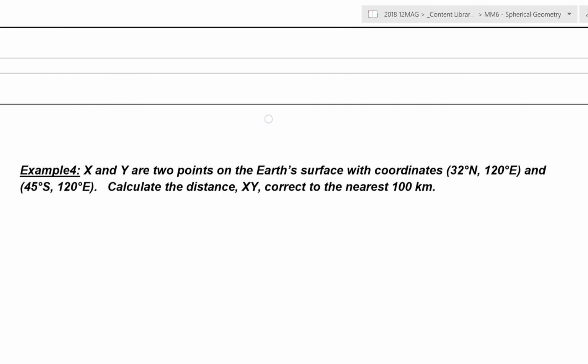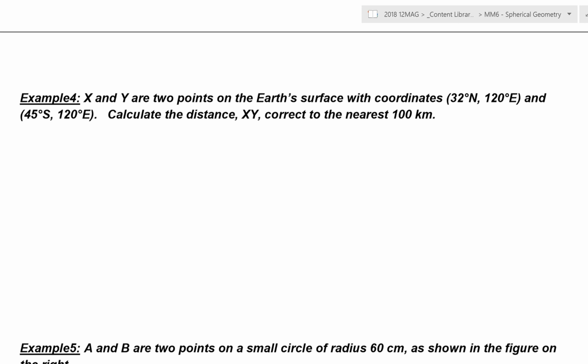Next question, example 4 here. I've got 2 points on the Earth's surface: 32 north, 120 east, and 45 south, 120 east. Same longitude. That means we can work that out. They're not on the equator, but they have the same longitude. Now, I need to calculate the distance, to the nearest 100 kilometres.